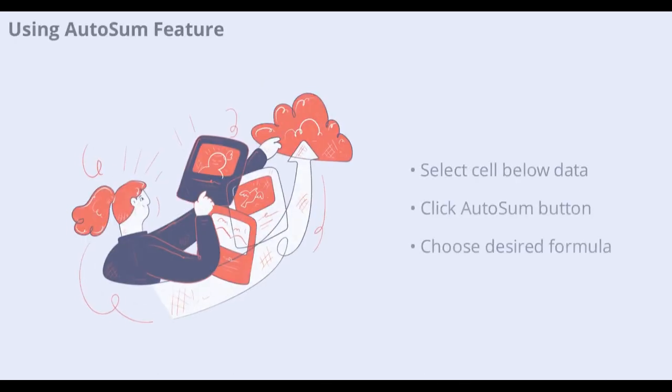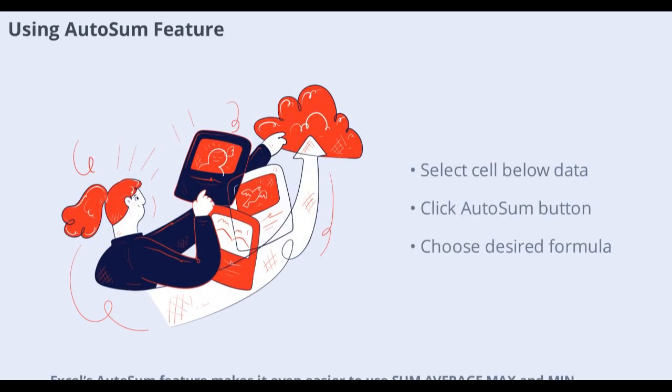Excel's AutoSum feature makes it even easier to use sum, average, max, and min. Simply select the cell below your data, click the AutoSum button on the toolbar, and choose the formula you need. Excel will automatically suggest the range and insert the formula for you. This feature saves time and reduces manual entry.